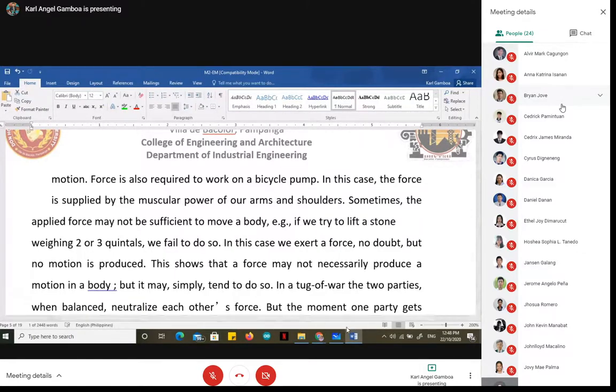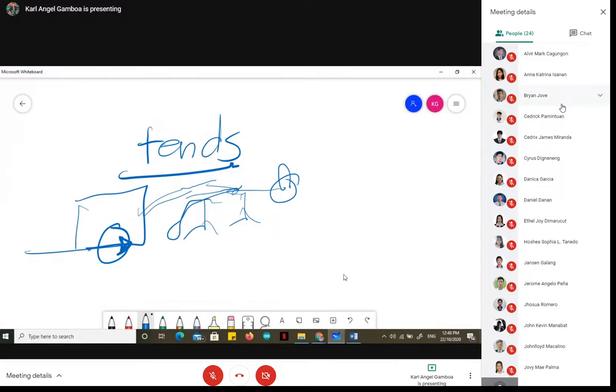So, alam nyo ba yung bicycle pump, guys? Yung pambomba, di ba? Pambomba. Like, yung minsan kulay red yun, di ba?